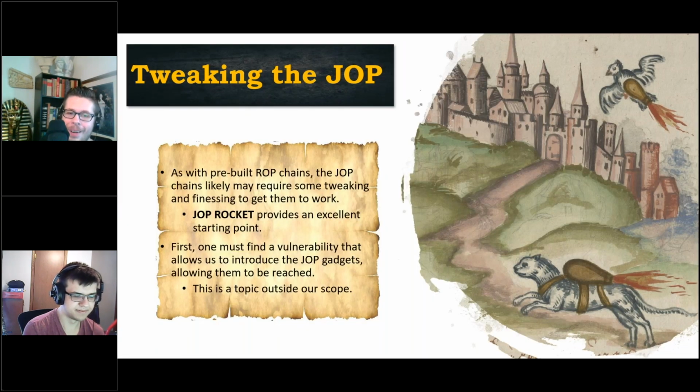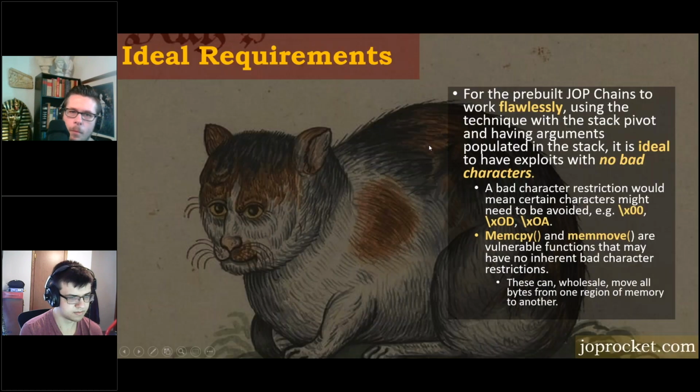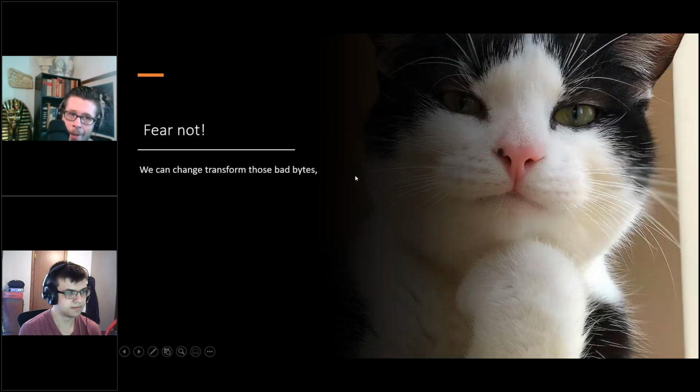So it can work with a little bit of minimal effort, but it bears repeating once again that you have to be able to tweak the JOP. It just gives you a starting point. So sometimes it's just a little bit of tweaking. The ideal requirement here is no bad characters. Under those circumstances, sometimes it could work with very little effort. Some functions inherently don't have bad character restrictions. Others do. If you do have bad character restrictions, that's okay. We can still deal with it.